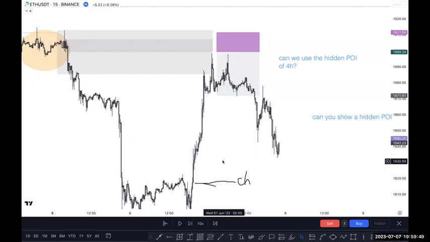Okay, so right now you have to wait for a chalk or flip, because the market mitigated your order block. So where is our chalk in this case?